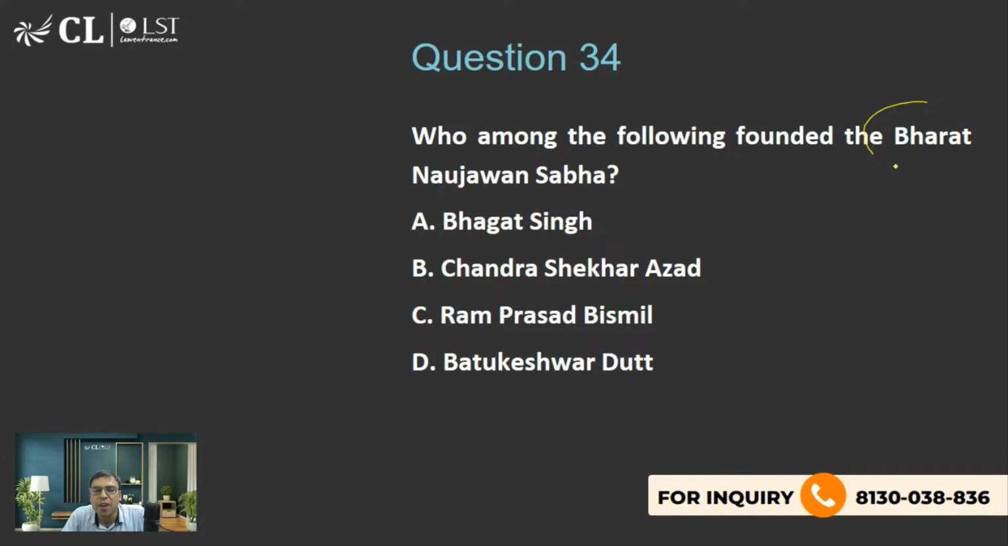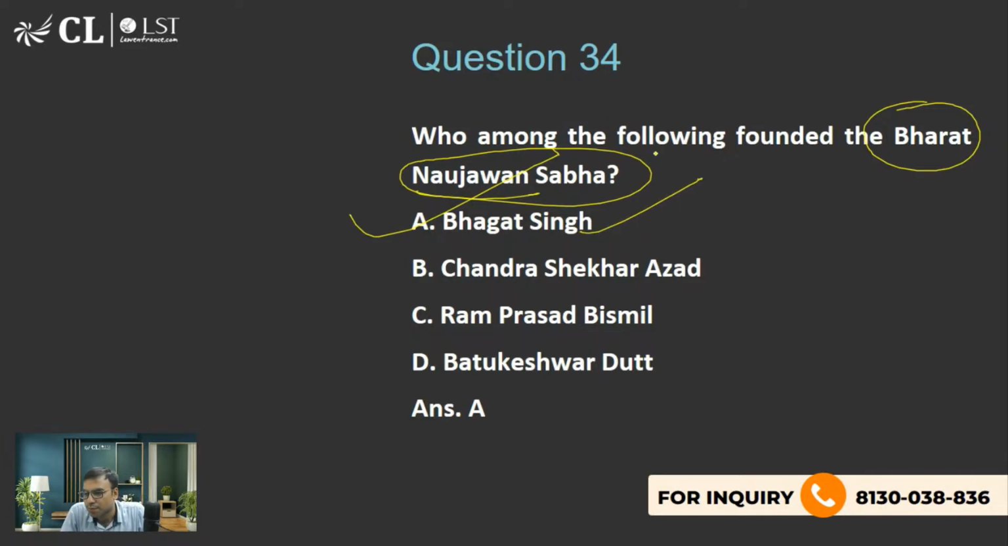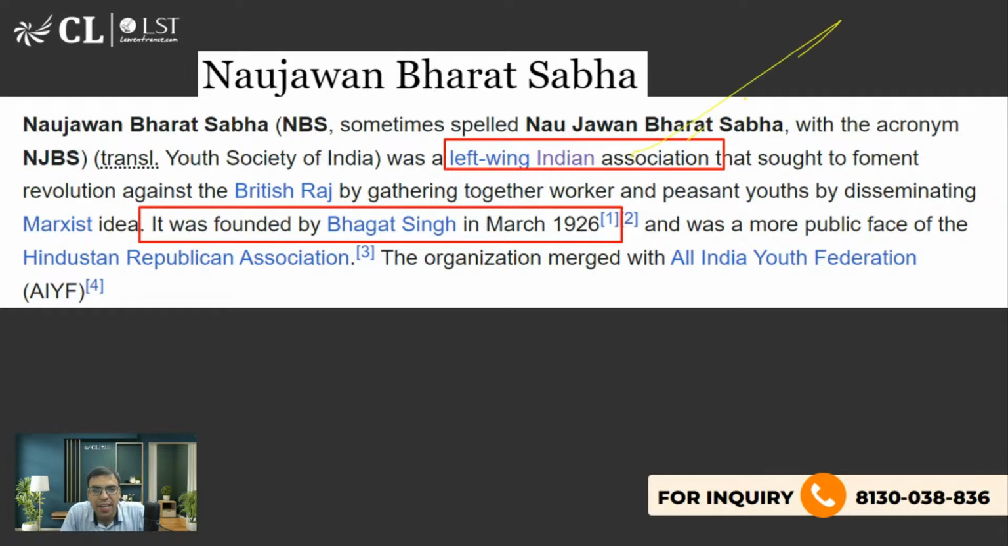Let's move on. Who among the following founded Bharat Naujawan Sabha? Bhagat Singh, Chandrasekhar Azad, Ram Prasad Bismil, Batukeshwar Dutt. What is the right answer? The right answer is option A, Bhagat Singh. Yes, Mahendra, you're right. It was a left wing Indian association founded by Bhagat Singh in 1926. It later merged with the All India Youth Federation.